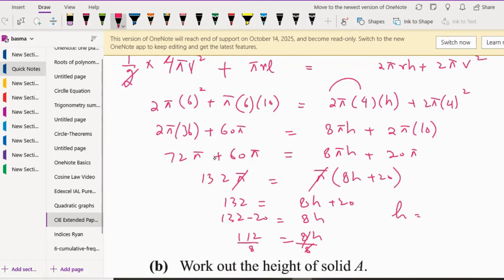112 divided by 8. So 8 times 1 is 8, subtract, and 3 goes over there, that's 32. 8 times 4 is 32. Okay, so the height is 14 centimeter.